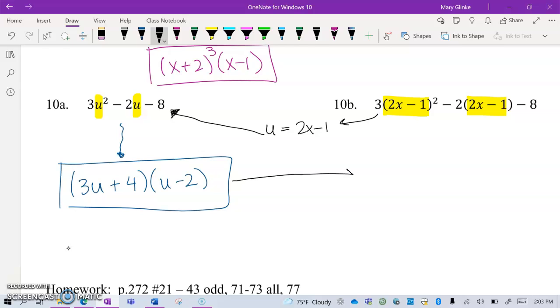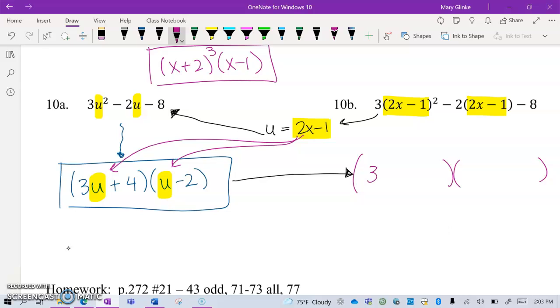So to go back and think about how 10b is now, instead of writing u, so we factored it, like I said, like normal with 10a. Instead of writing u, I'm going to plug in 2x minus 1 in its place. I would have 3u plus 4 and u minus 2, but I'm no longer writing u, I'm writing 2x minus 1 instead. So all I've done is factored it like I did in 10a and plugged in 2x minus 1 instead of u.